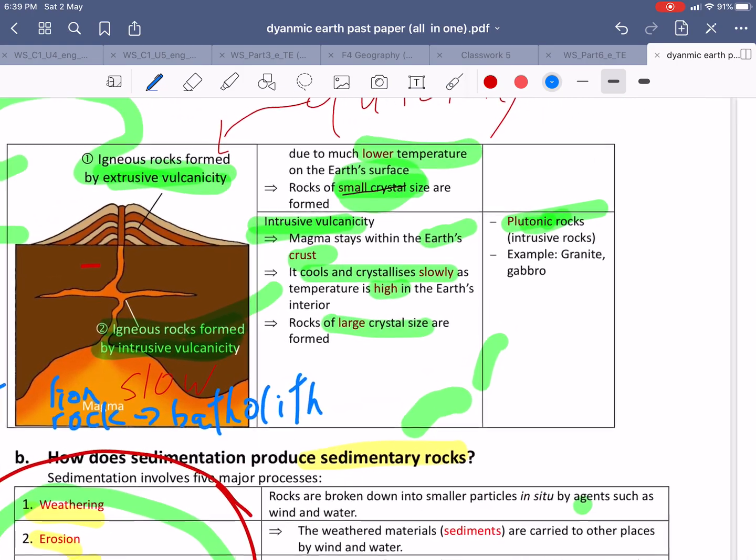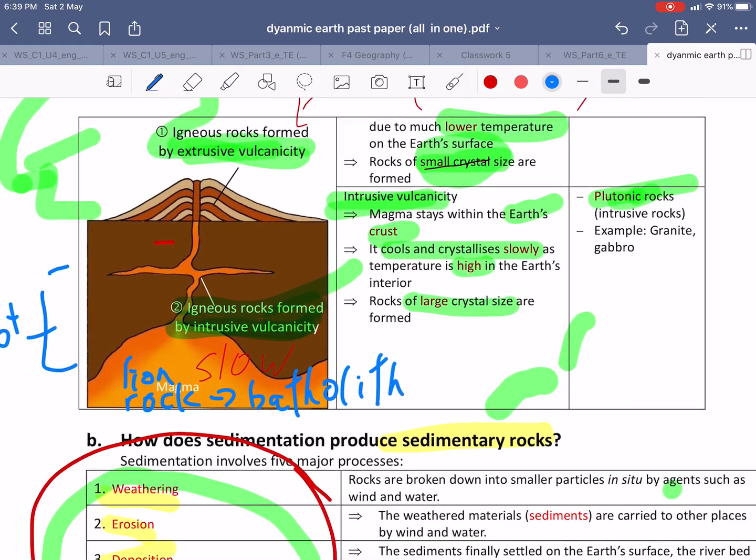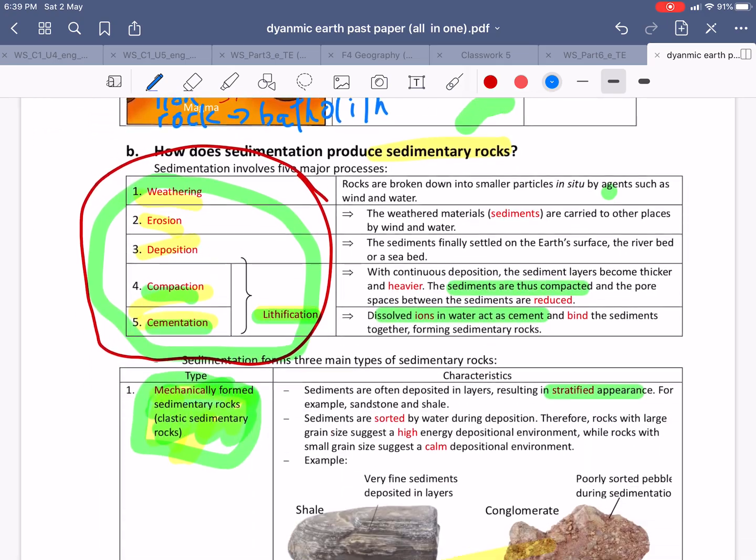Another term we can use to describe intrusive igneous rock is plutonic rock, and another word for extrusive igneous rock is volcanic rock. So bear in mind, don't call it intrusive volcanic rock, no such thing. Okay, how about sedimentary rock?